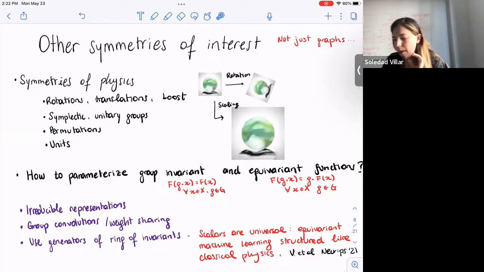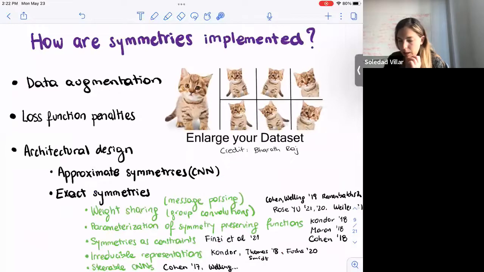There are many ways people implement these symmetries in machine learning. Today, I may describe a little bit how you use the irreducible representations, or maybe the generators of the ring of invariants. This is based on our work in NeurIPS 2021, which is called Scalars Are Universal. And basically, the idea is the following. How can we implement the symmetry?